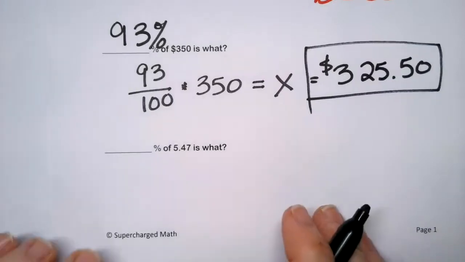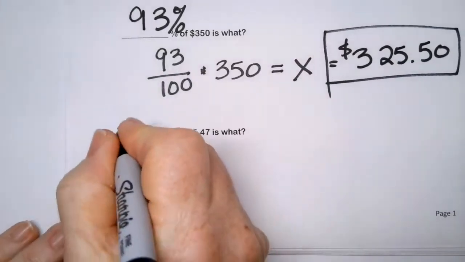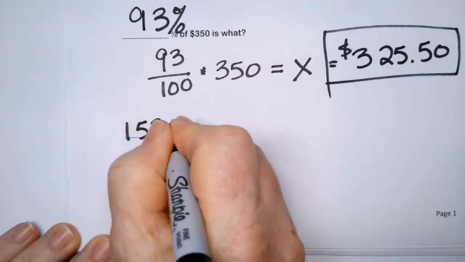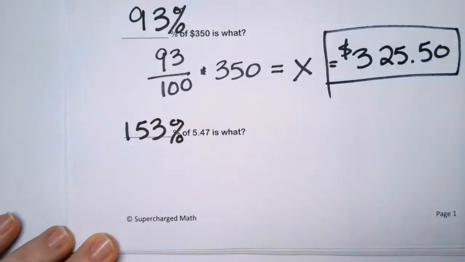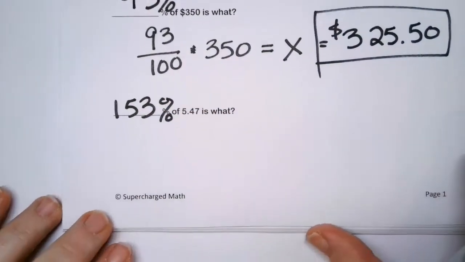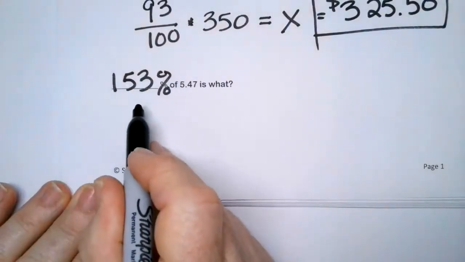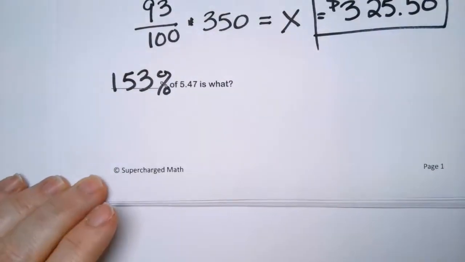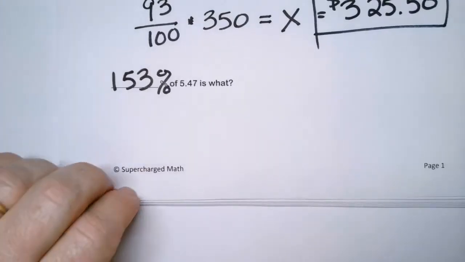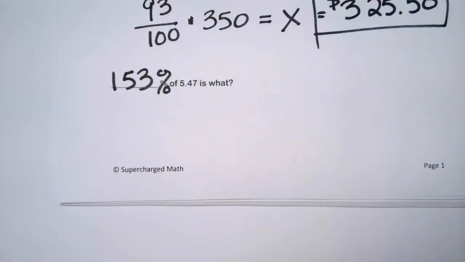Okay, let's do one more. I want you to write in here 153% of 5.47. Okay, now let's write the math statement together. Write 153% as a decimal for me. Can you do that? How do you do it when it's more than 100%? Okay, I'll give you 10 seconds. Go ahead and do as much of it as you can.